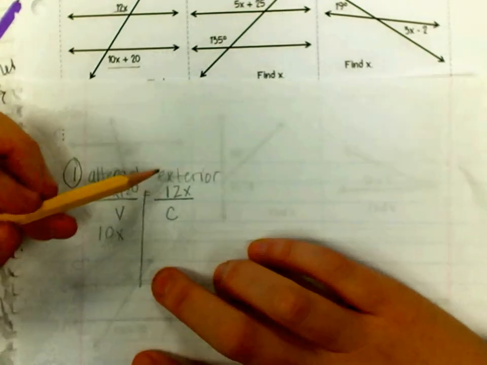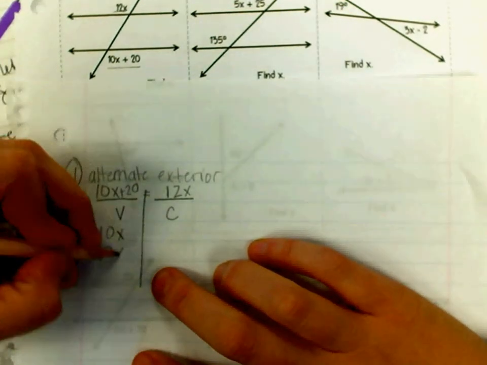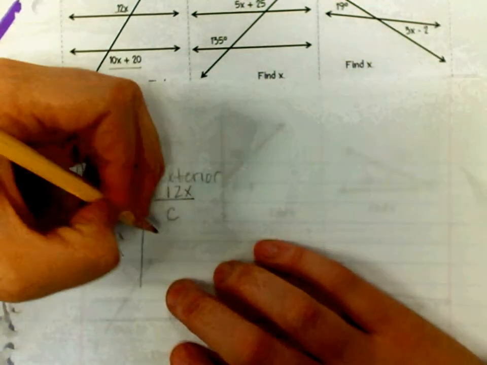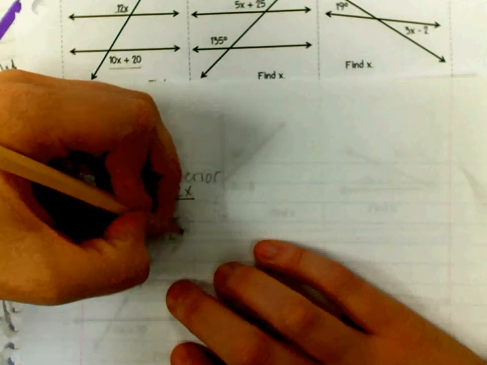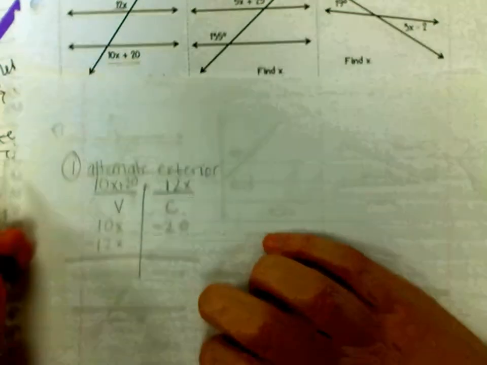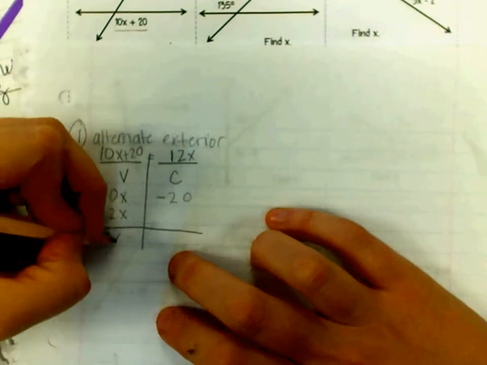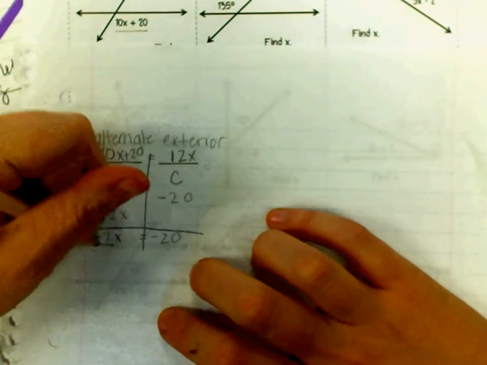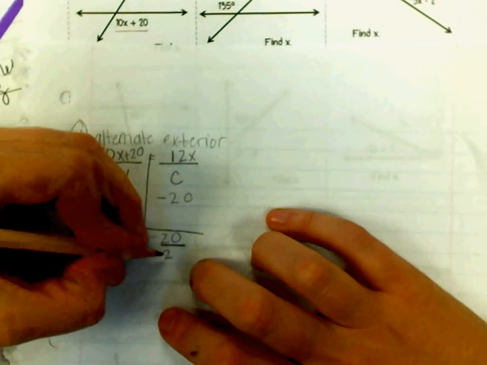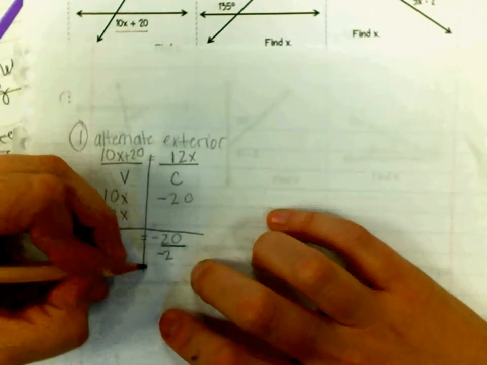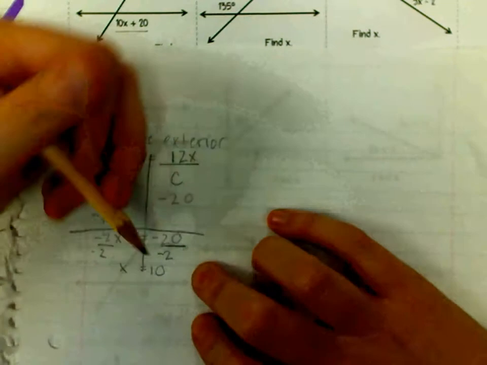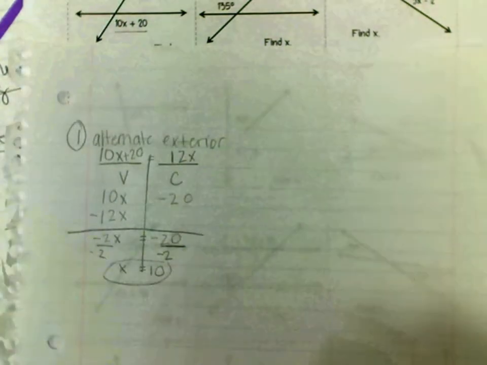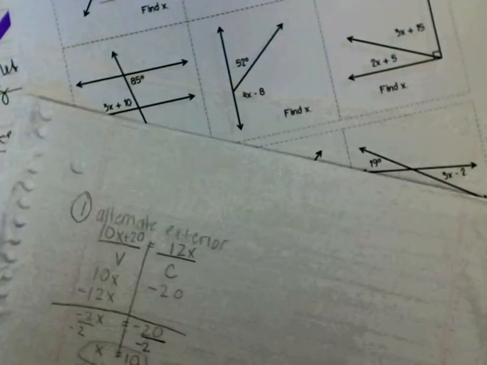10x and negative 12x. Remember, the only rule here is that you have to change the sign when you go to the other side, and then move the 20 to the other side to make it negative. So you get negative 2x, after you add them together, equals negative 20. Divide, and you get x equals 10. Sorry, I'm going through these kind of fast because we already did that one in class.